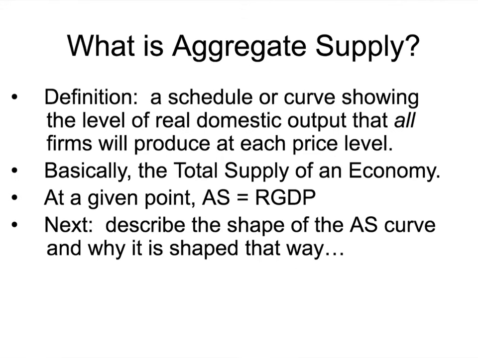Next. So aggregate supply is basically the production at each price level of the economy, and how much producers are willing and able to produce at given price levels. Next.